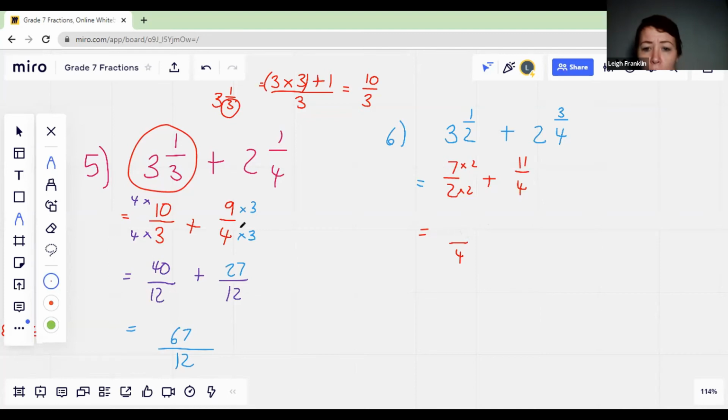7 times 2 would have given me 14, ma'am. Good job. Okay, all right. And then Mapalo, I see you've also done it this way. Okay, good job. And then here, Yandi, did we need to change 11 over 4? Can we keep 11 over 4?